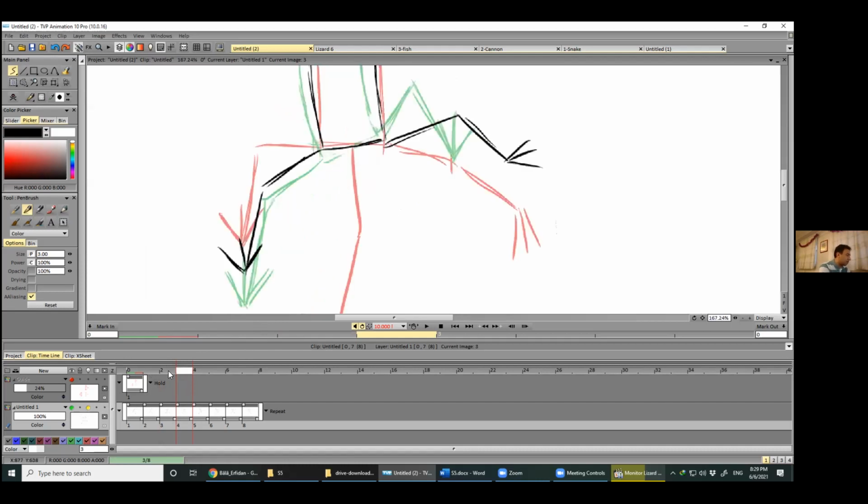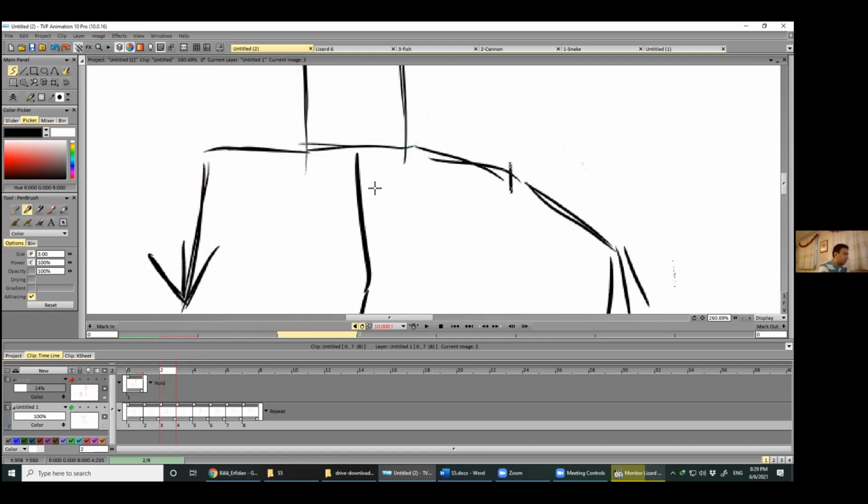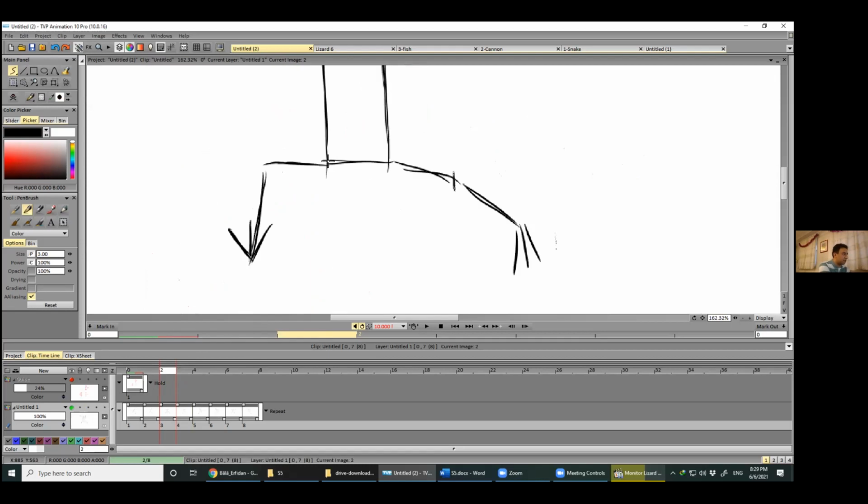Actually, the first part is attached here, so it moves with the bottom of the body.